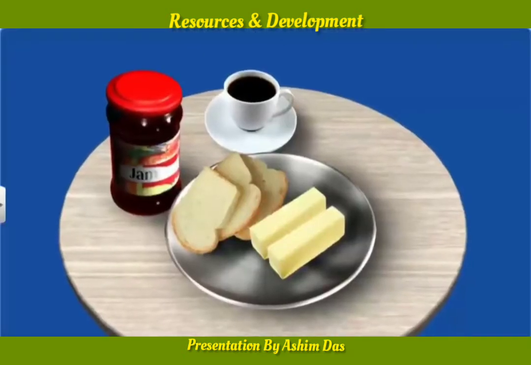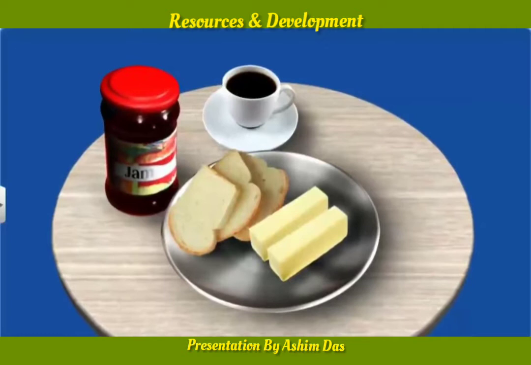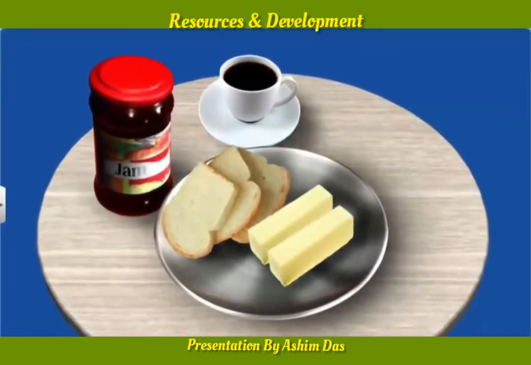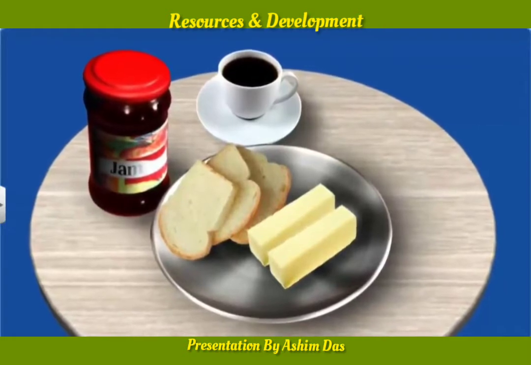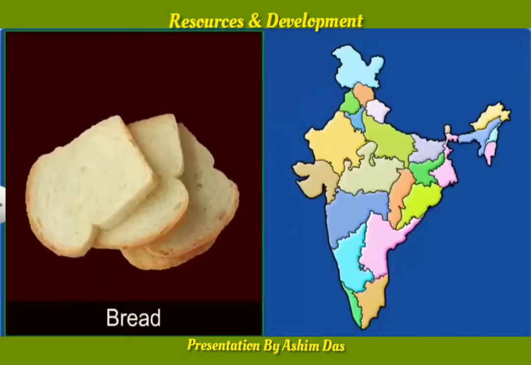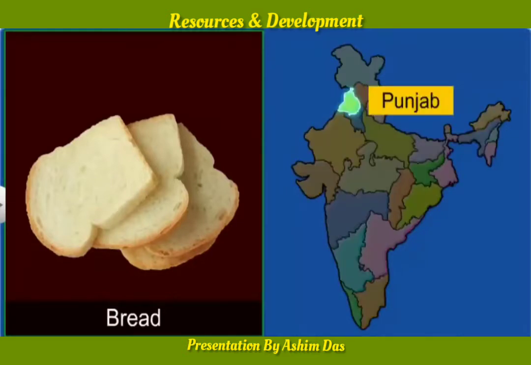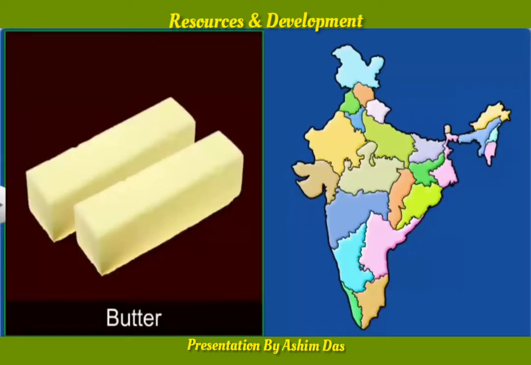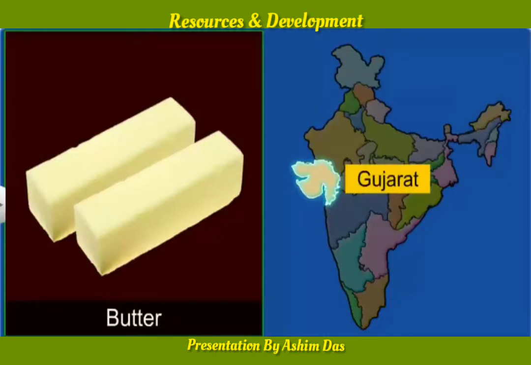Observe the items in this table. Can you imagine where the resources needed to arrange this simple breakfast came from? The wheat used to make the flour for the bread might have come from Punjab or Madhya Pradesh. The bread itself might have been baked in a factory in your city. The butter and the milk used to make it might have come from a city in Gujarat.